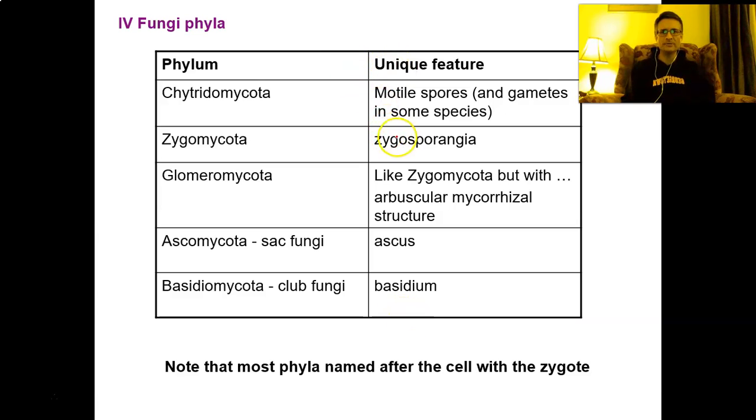So in our Zygomycota, we're going to see a zygosporangium. That's the cell where karyogamy occurs. In our Glomeromycota, as I mentioned, they have the same general reproductive structures as our Zygomycota, but we're going to see arbuscules in particular. In our Ascomycota, the sac fungi, we're going to see asci, and asci are where karyogamy occurs. And finally, in our Basidiomycota, our club fungi, the cell where karyogamy occurs is the basidium.